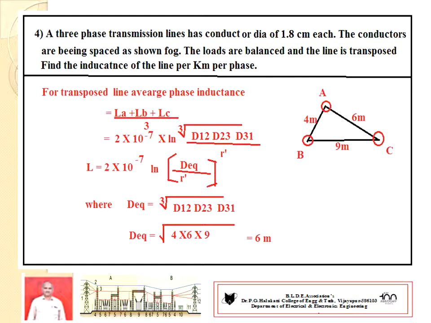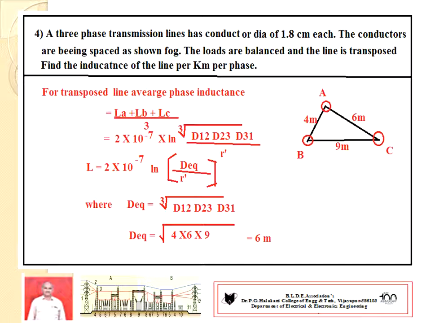It is clear that this is unequal spacing. Last time, equilateral spacing was there; now there is unequal spacing between all three conductors, and the line is in a transposed condition, with balanced loads. Find the inductance of the line per kilometer per phase.